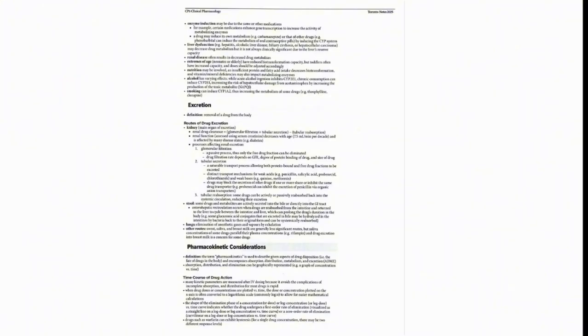To summarize this page, drug metabolism is influenced by enzyme induction, liver disease, renal disease, age, nutrition, alcohol, and smoking. The kidneys are the primary organs responsible for drug excretion through glomerular filtration, tubular secretion, and tubular reabsorption. Drugs may also be eliminated through bile, lungs, sweat, saliva, and breast milk.